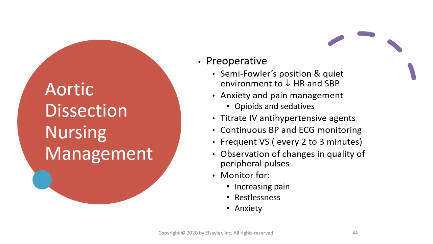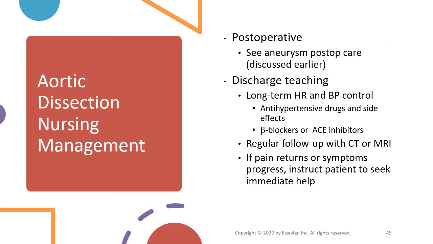In preparation for discharge, focus on patient and caregiver teaching. All patients with a history of aortic dissection require long-term health care to control heart rate and blood pressure. Help patients understand that they need to take antihypertensive drugs daily for the rest of their lives. Beta blockers are used to control heart rate and blood pressure and decrease myocardial contractility. ACE inhibitors are given if the patient cannot tolerate beta blockers.